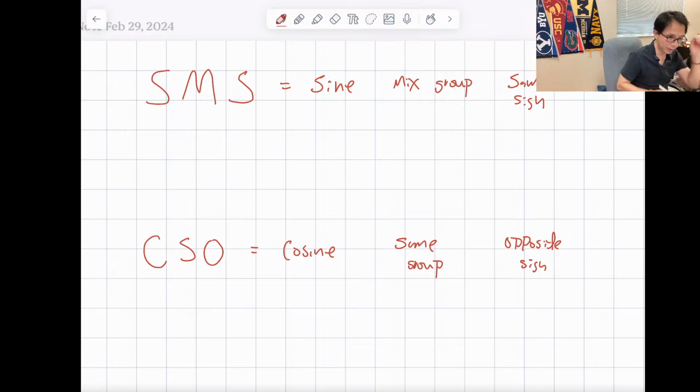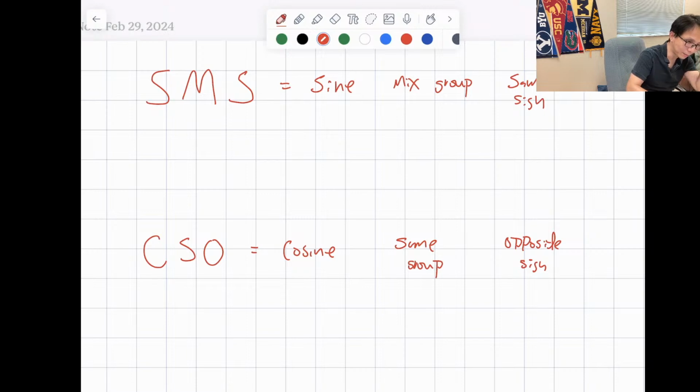Okay, so what I mean by this is if I have sine of A plus B, that's equal to, now you gotta think about mixed group. How do I mix the sine and cosine? Well, same group would be sine and sine. Mixed group is sine and cosine. But I want it to be completely mixed.